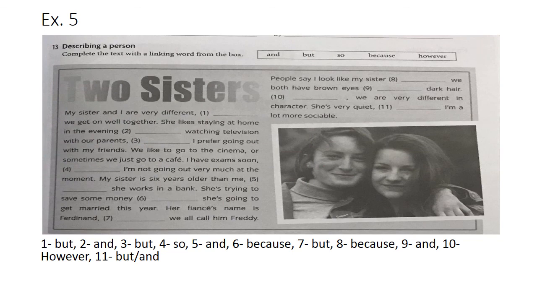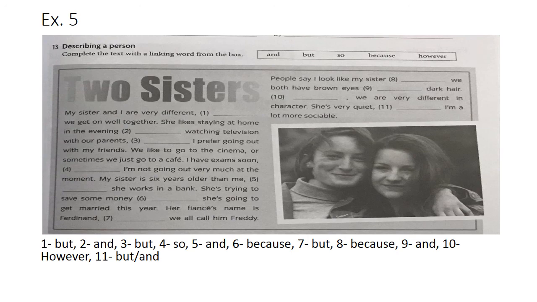Example number 5. Describing a person. Complete the text with a linking word from the box: and, but, so, because, however. My sister and I are very different. Number 1. We can use but we get on well together. She likes staying at home in the evening. Number 2. And watching television with our parents. Number 3. But I prefer going out with my friends.